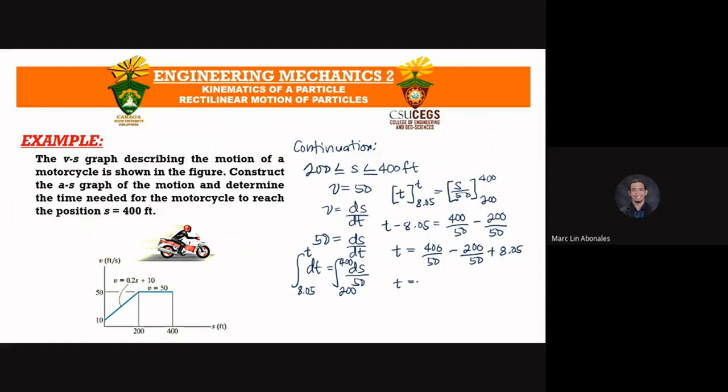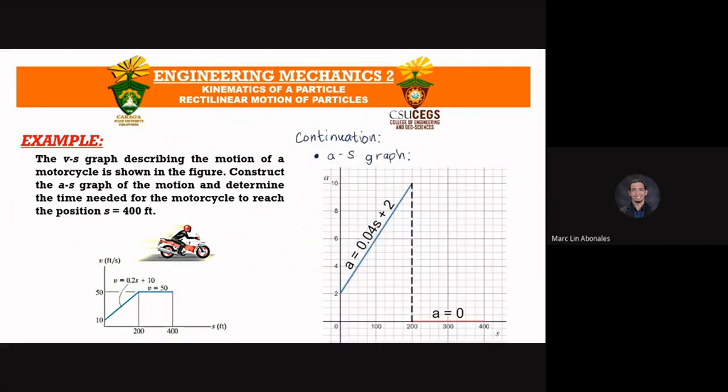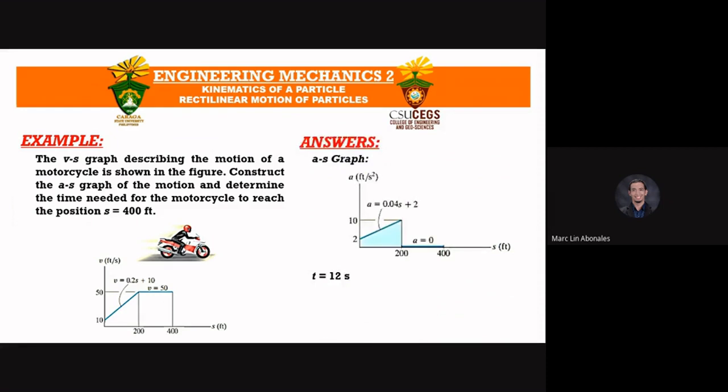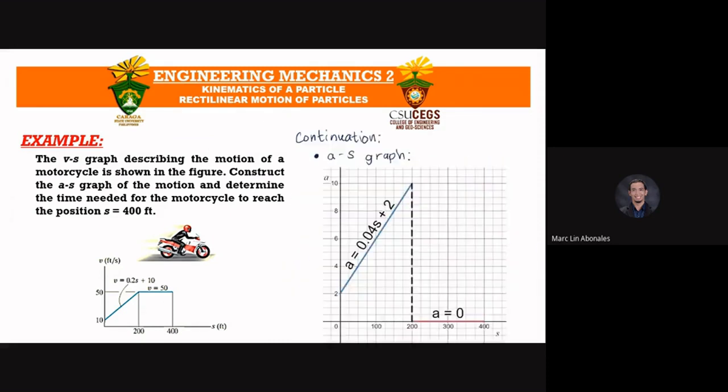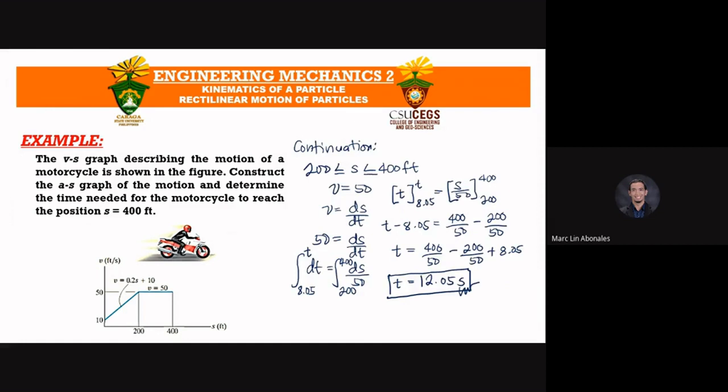So the time needed is 12.05 seconds. So this is the time needed to reach the position 400 feet. We will check the answer if it is correct. So that is 12 seconds, so that will be your answer. So what we did is we constructed the a-s graph from the v-s graph given in the problem. And we also determined the time needed for the motorcycle to reach the position 400 feet, which is 12.05 seconds.